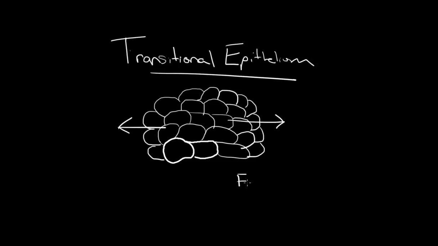Its function is the fact that it's able to stretch. So the best example of a location that we would find transitional epithelium is the urinary bladder. Again, I'm going to take just a minute and show you an example of transitional epithelium from the slide box.